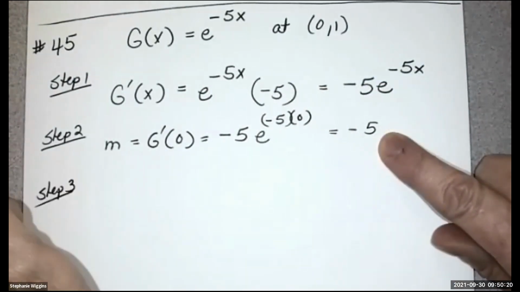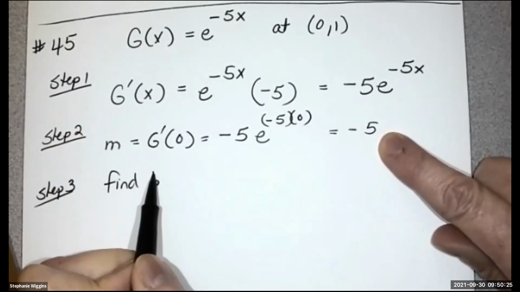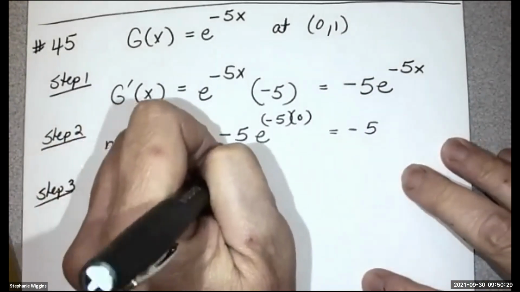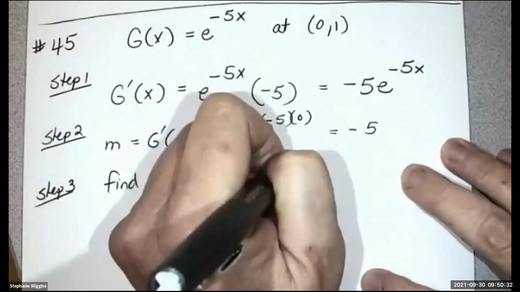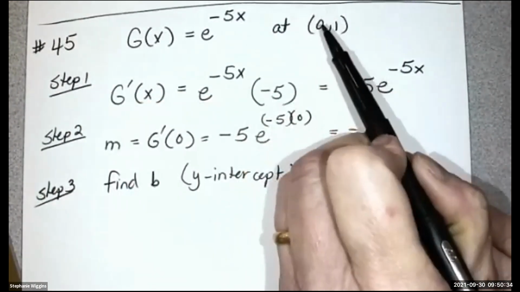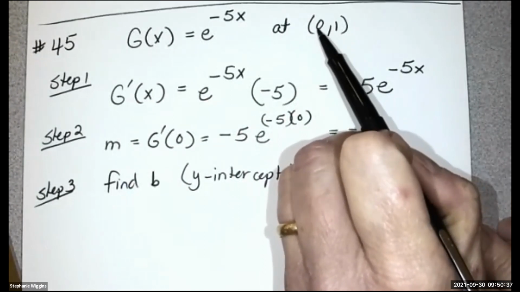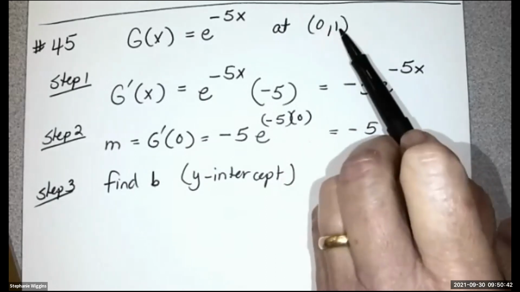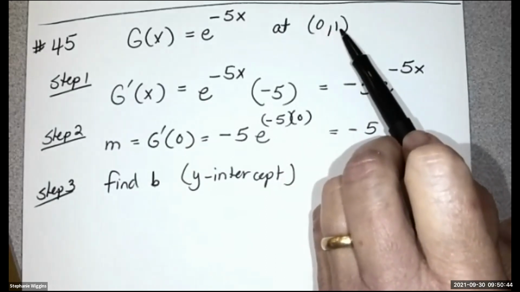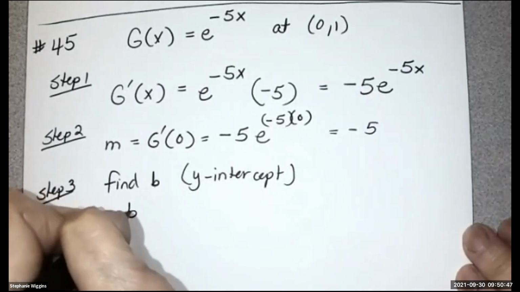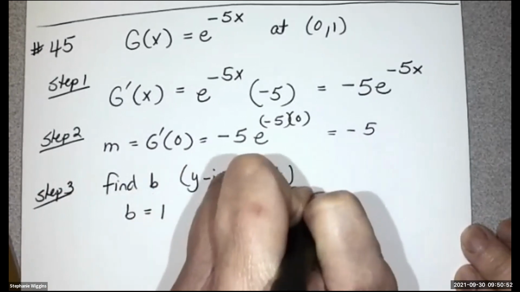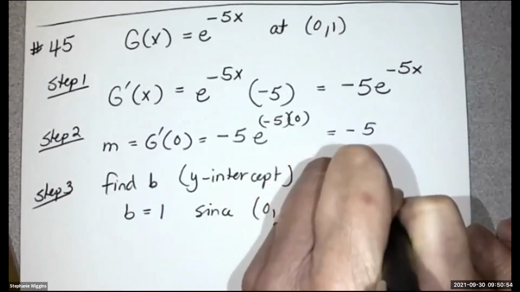Step 3 is to find b. So b is the y-intercept. And in this particular problem, because x is 0, this point lies on the y-axis, and therefore this is the y-intercept. And so the b value is 1 because that's the y value there. So b equals 1 since (0, 1) is the y-intercept.